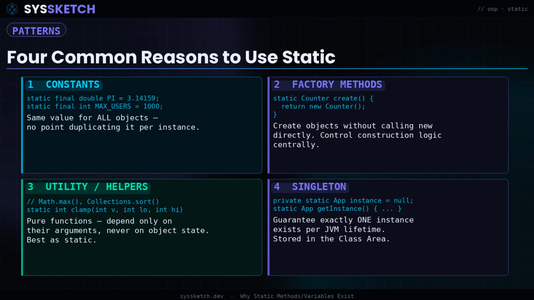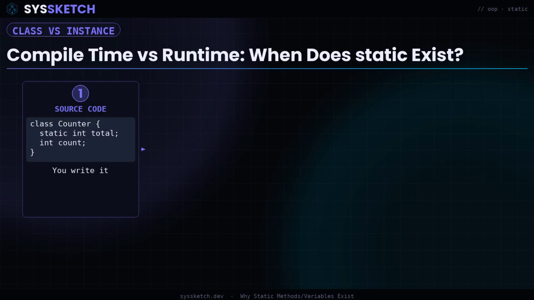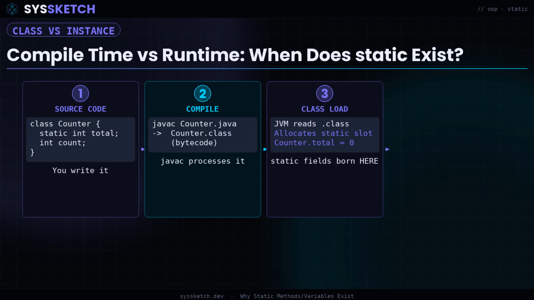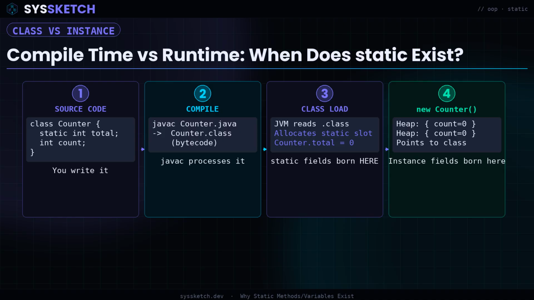Static shows up in 4 common patterns. Constants: a value that is the same for every object, like pi or a maximum user limit, should be static final so it exists once and never changes. Factory methods: a static method that constructs and returns a new object, giving you control over creation logic without exposing the constructor. Utility classes: a class full of stateless helper functions, the way math works in Java or math in Python. And the singleton: a private static field holding the one and only instance of a class, enforced by making the constructor private. Static is powerful, but it comes with real trade-offs.